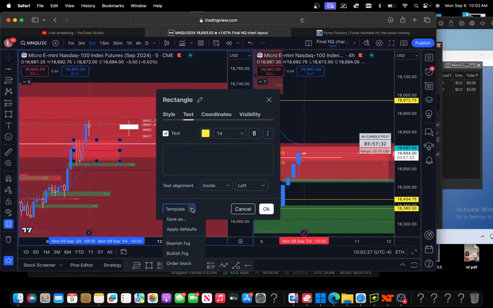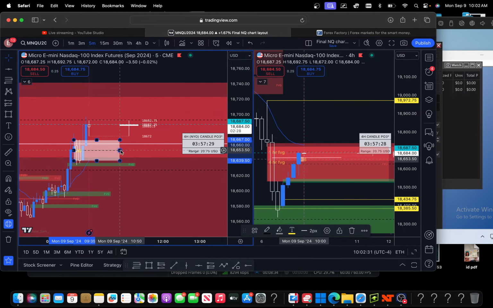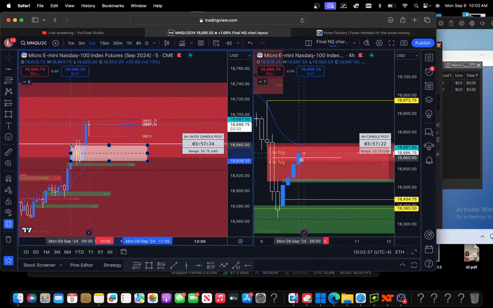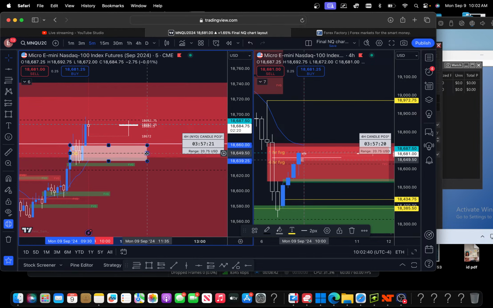Where are my templates? It's the body on the bottom side. Actually, I can do the body on both sides. People like to do the wick. So change of state in delivery is once we push below this line.